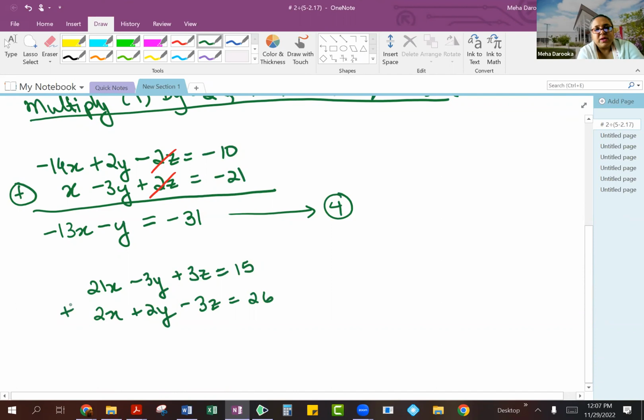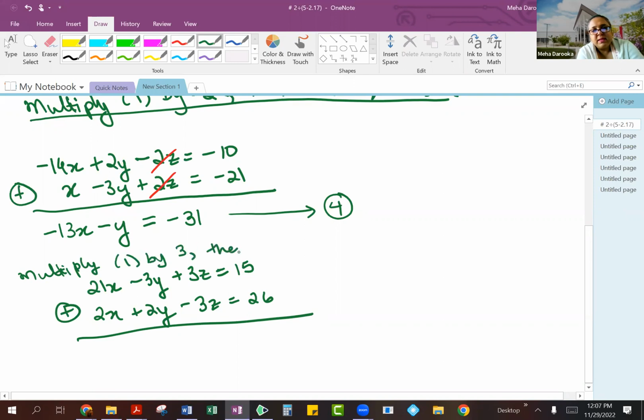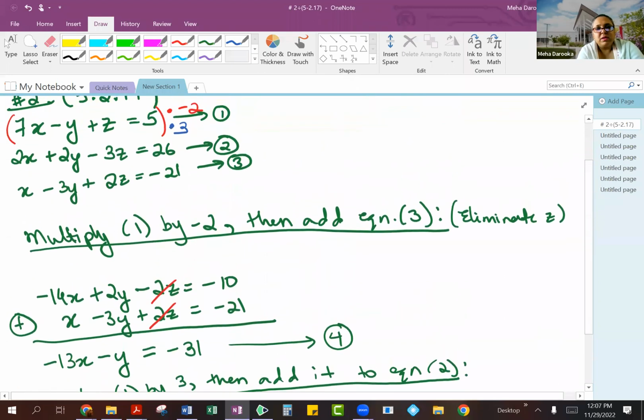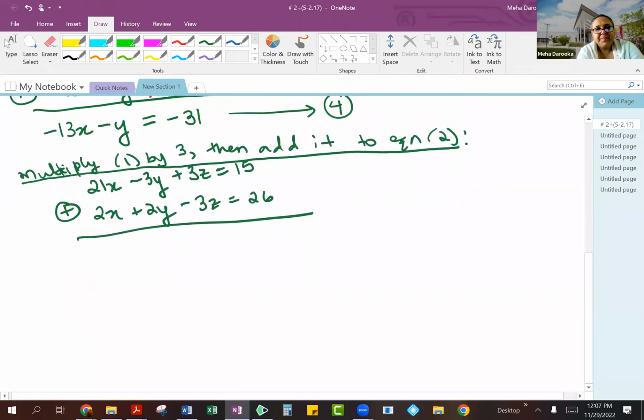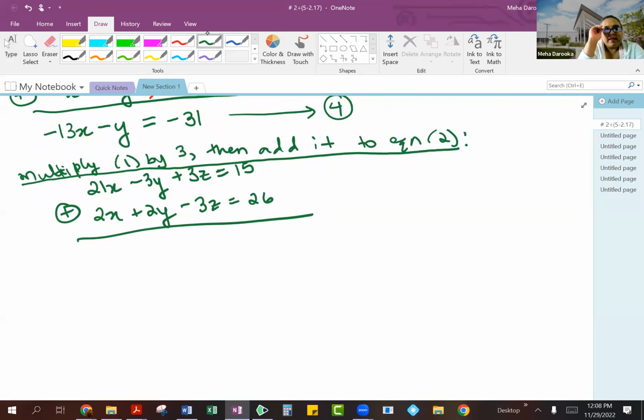All right, so again, we are now adding these together. And basically what we did here was multiply equation 1 by 3. Then add it to equation 2. Okay. So now, as we were again hoping to get rid of the z variable, we did. So we have eliminated z.